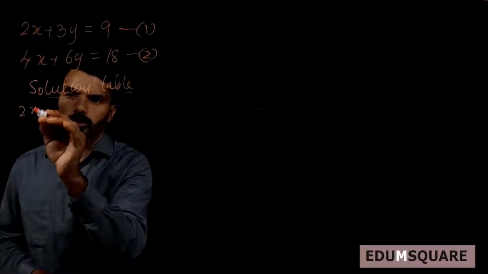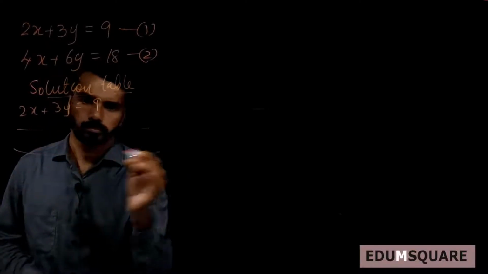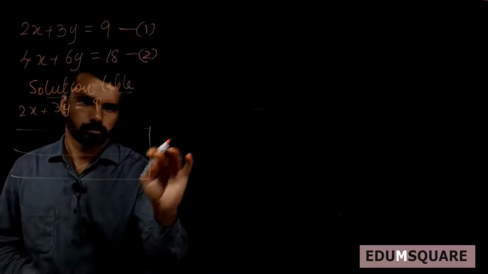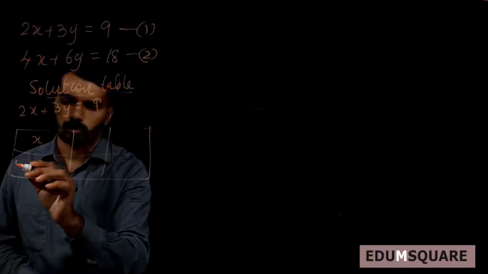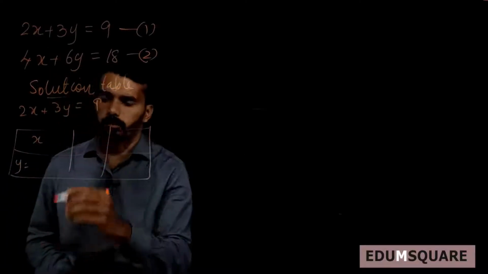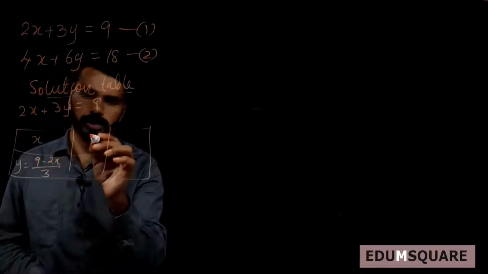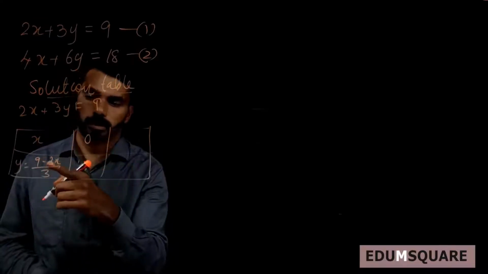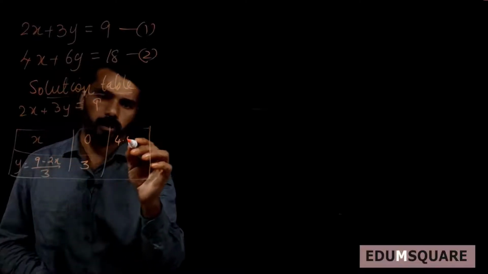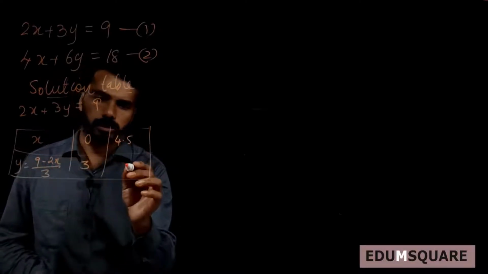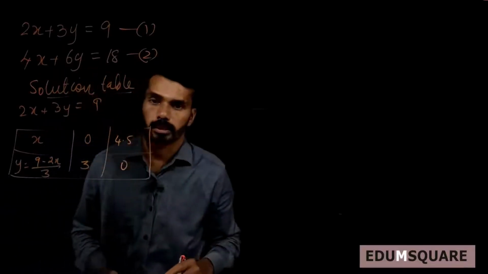First equation, 2x plus 3y is equal to 9. So y is equal to 9 minus 2x divided by 3. So put x equal to 0, then y becomes 3, 9 by 3 is equal to 3. Now put x is equal to 4.5. So y becomes 0. 9 minus 2 into 4.5, so 9 minus 9 is equal to 0.